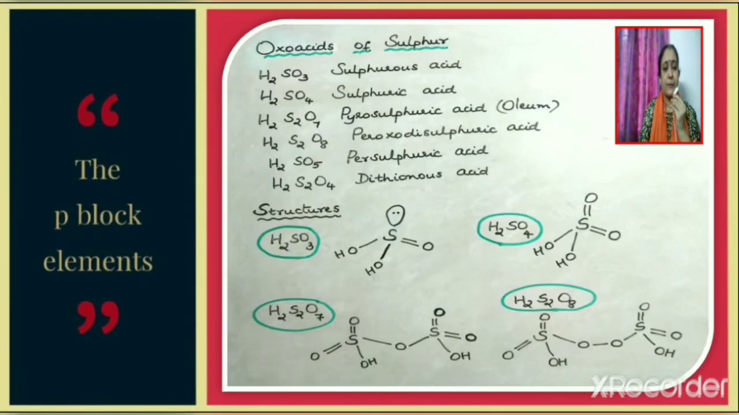Oxoacids of sulfur. The various oxoacids are H2SO3 sulfurous acid, H2SO4 sulfuric acid, pyrosulfuric acid H2S2O7, peroxodisulfuric acid H2S2O8, persulfuric acid H2SO5 and dithionous acid H2S2O4. From the examination point of view, it is most important that you should know how to draw the structures of various oxoacids. The structures of H2SO3, H2SO4, H2S2O7 and H2S2O8 are given.